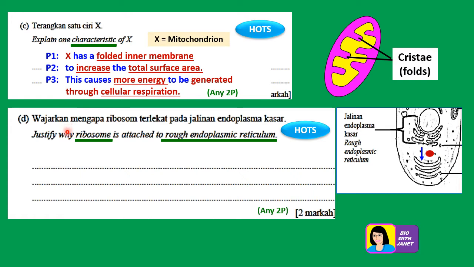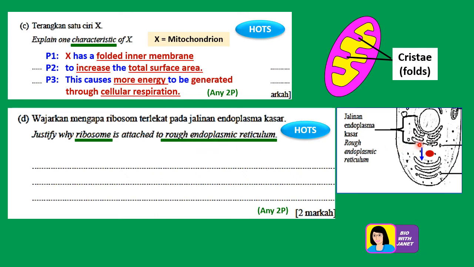Now, next one, justify why ribosome is attached to the rough endoplasmic reticulum. Justify means to state or explain or prove why something is true. So why is it that ribosome is attached to rough endoplasmic reticulum, right? So you have to explain the functions of ribosome, rough endoplasmic reticulum, and so forth.